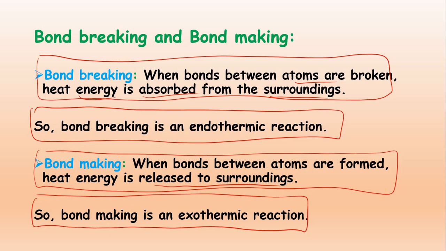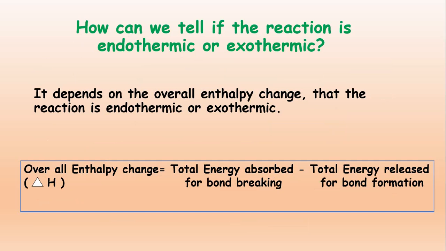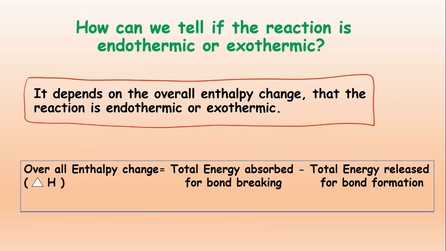So from these two main concepts we can conclude this topic: bond breaking is endothermic, bond making is exothermic. Now the last very important topic is how we can tell whether a reaction is endothermic or exothermic. It depends on the overall enthalpy change. If it is positive, the reaction will be endothermic. If it is negative, the reaction will be exothermic. Now how can we calculate the overall enthalpy change, delta H? There is a formula. Look at this formula.